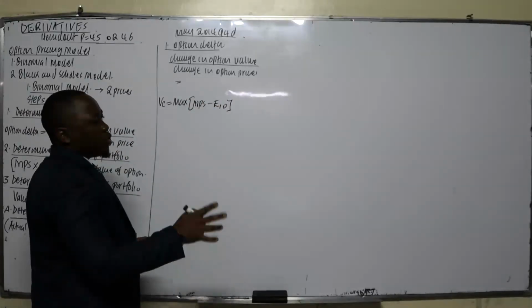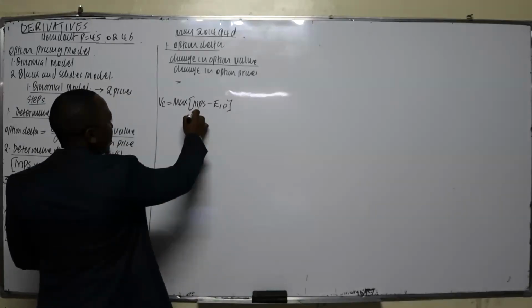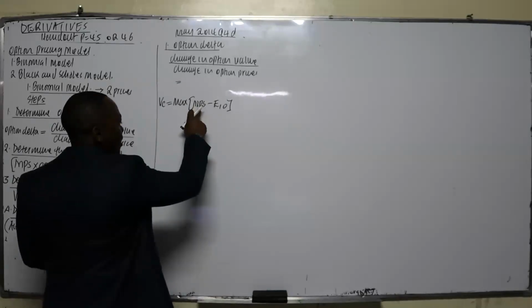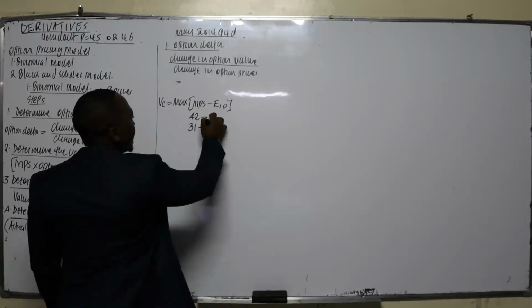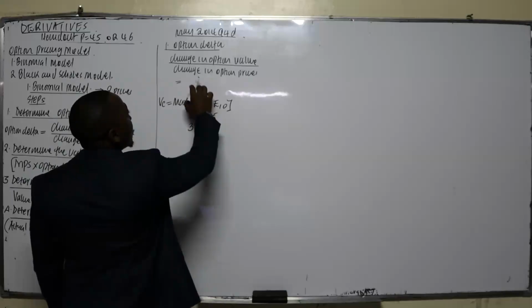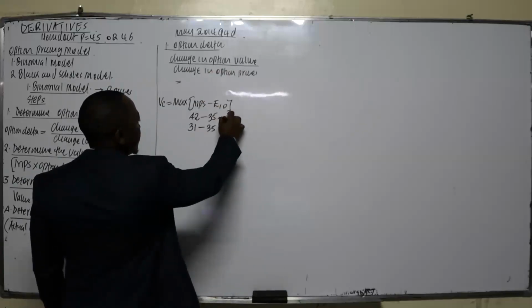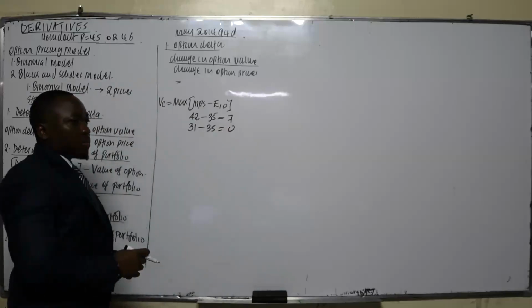Now, upon maturity, two prices will exist. Give me those prices. Either 42 or 31. That's the market price per share. Then you minus the exercise price or the strike price, which is 35. That's how you get the option value or the value of the call. This is 7. The other one, 31 minus 35, you get 0.